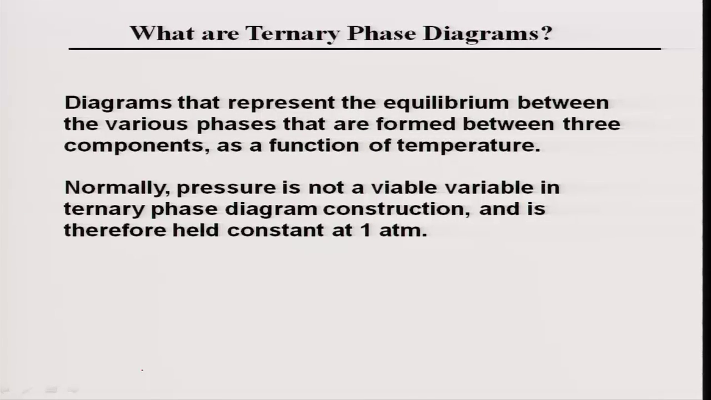So what are these ternary phase diagrams? Because I am going to start from the very basics. A diagram that represents the equilibrium between the various phases formed between three components as a function of temperature is known as a ternary phase diagram. In binaries, we have seen that a binary phase diagram is nothing but temperature versus composition. Why? Because there are two components, A and B, and if I know one composition, the other is easily known by this relationship, where XA and XB are the mole fractions of A and B respectively.